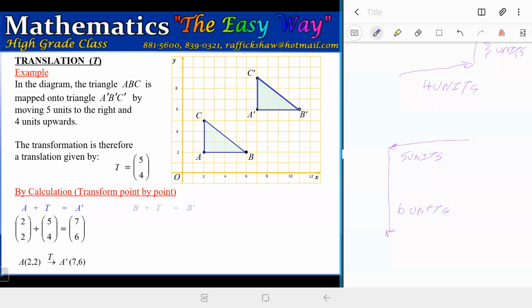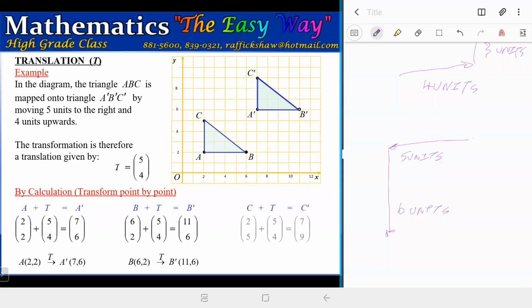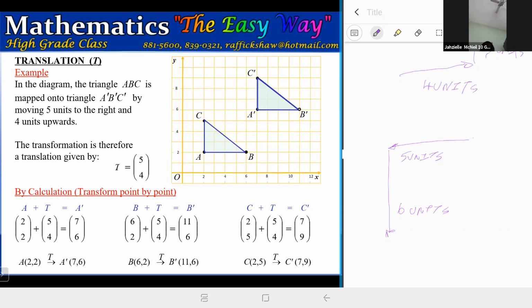Same thing for B. B is the point (6, 2). It goes under the translation (5, 4) to the point (11, 6), where B prime is located. I can represent it like that. C is a similar sort of thing. C plus the translation matrix takes it to C prime. C is the point (2, 5). Translation is (5, 4). You add the values, C prime goes to (7, 9). So you can write it like that as well. But good so far? That's translation. Yes, sir. All right. Very good.